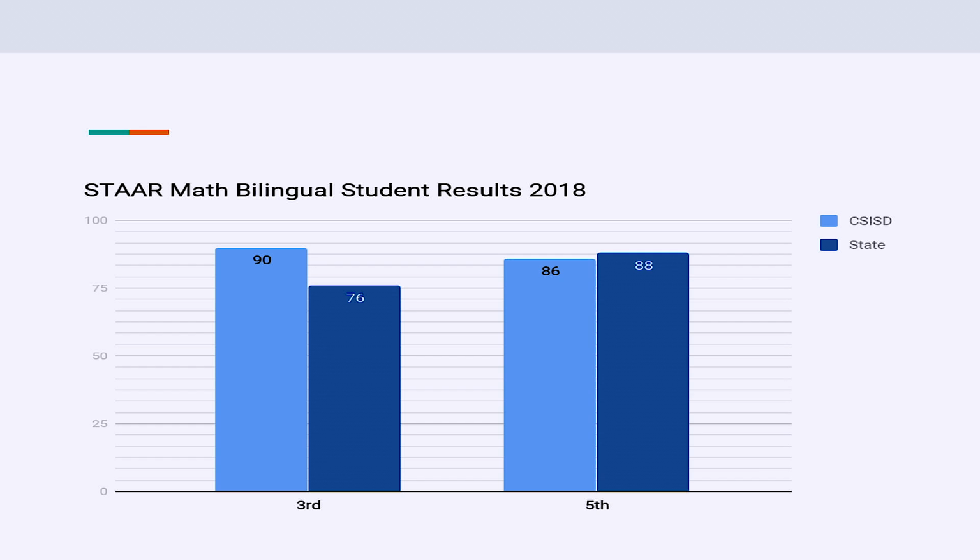And our data for bilingual, once the kids reach 7th grade, they're no longer in bilingual class, we don't label them bilingual anymore. They go from bilingual to ESL. So 3rd and 5th is a really good measure for how our bilingual students are doing.